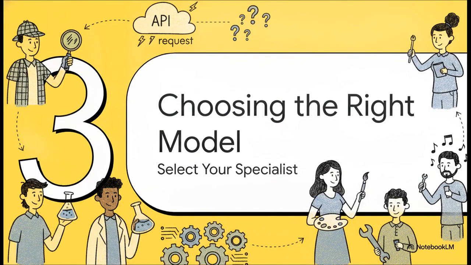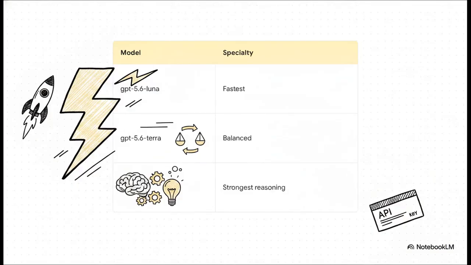Which brings us to Section 3, choosing the right model. See, when you send a request, you aren't just asking some generic AI. You're actually hiring a specific specialist for the exact job you need done. And in 2026, you've got quite the menu to choose from.